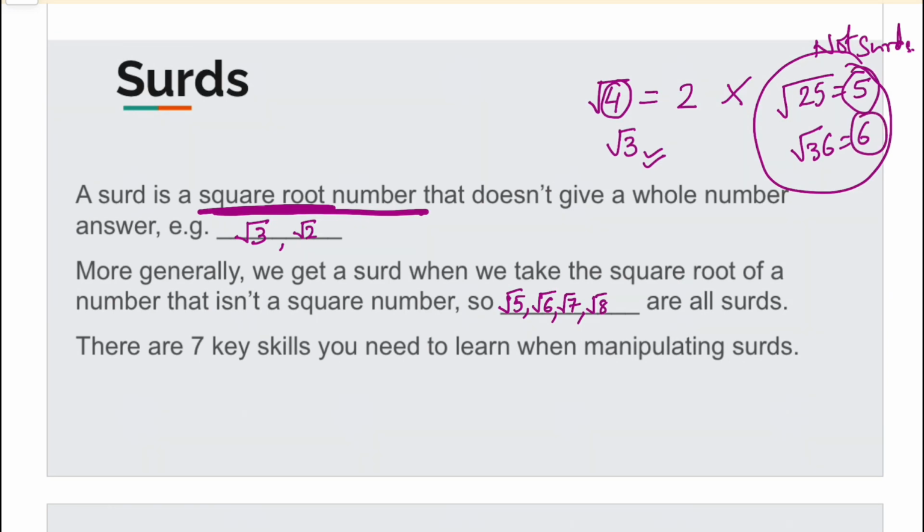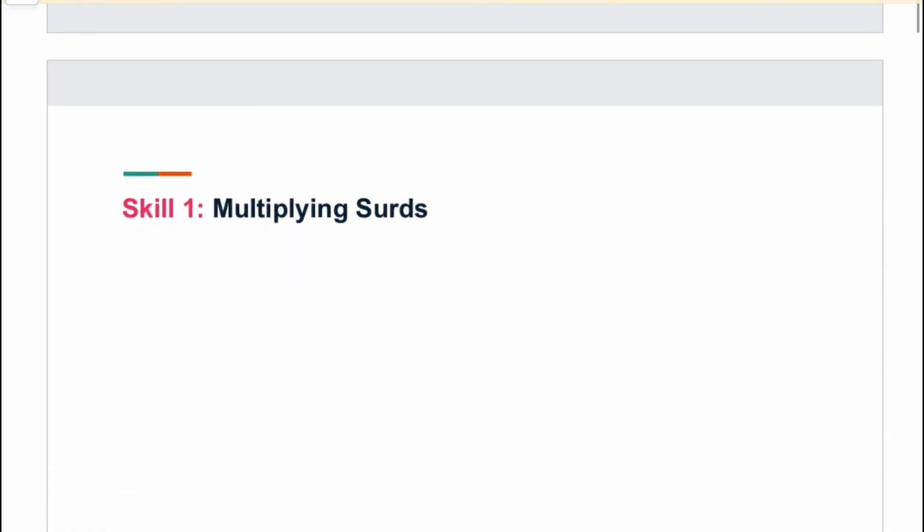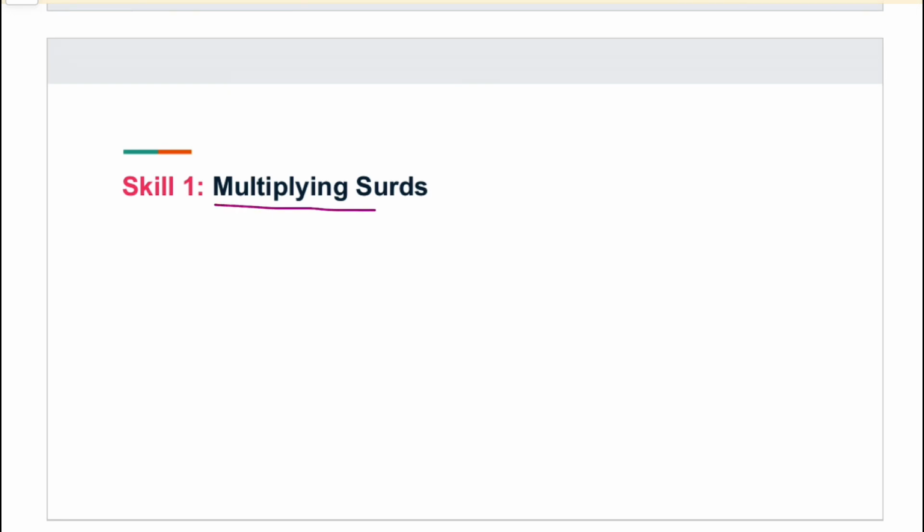So today we are going to do 7 key skills that you need to learn how to manipulate surds, or how to solve surds. Cool. So let's start with multiplying surds first. As we do, 7 times 2 is equal to 14. Similarly, when we do square root of 7 times square root of 2, both are surds. We do square root of 7 times 2, so that gives you square root of 14.